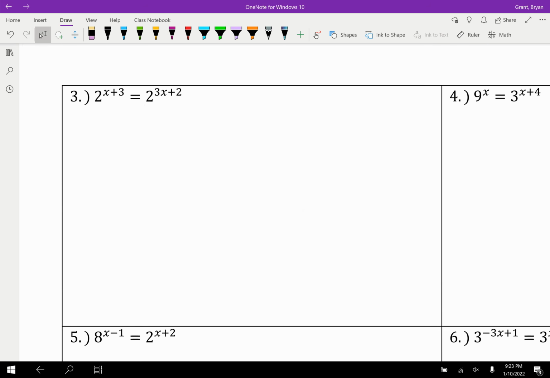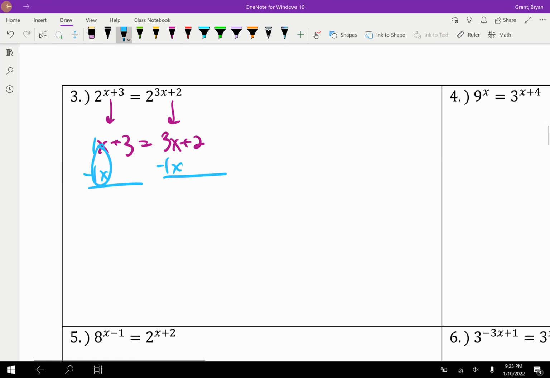2 to the x plus 3 equals 2 to the 3x plus 2. Nice. Okay. We're going to subtract that 1x from each side. And I chose to subtract 1x here because 3 minus 1 will give me a positive 2. And for some reason, I always like to make my x's positive. I won't say always, but most of the time I prefer to make the x's positive.